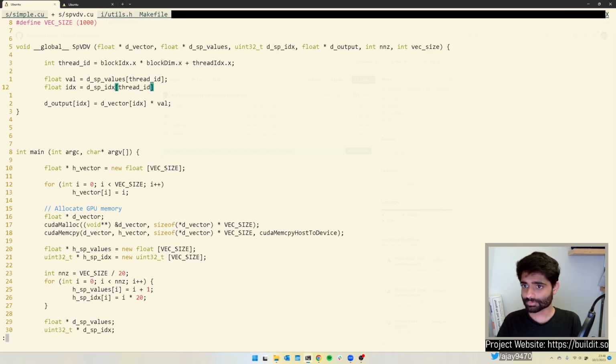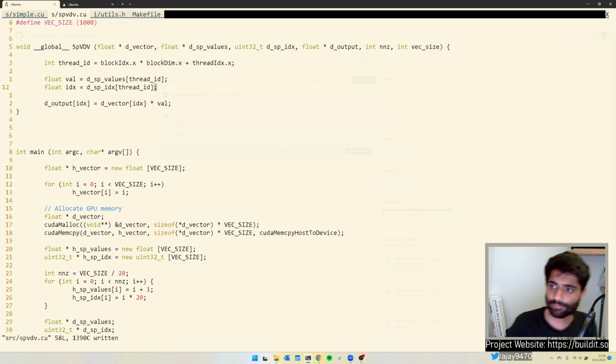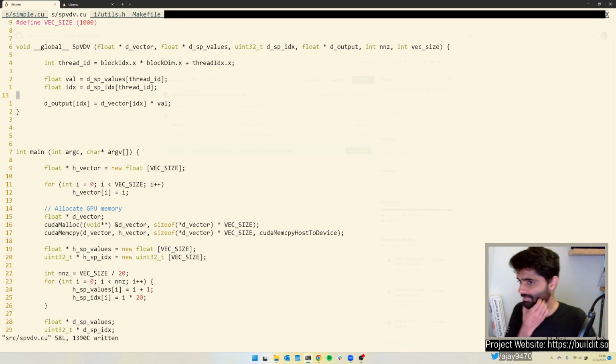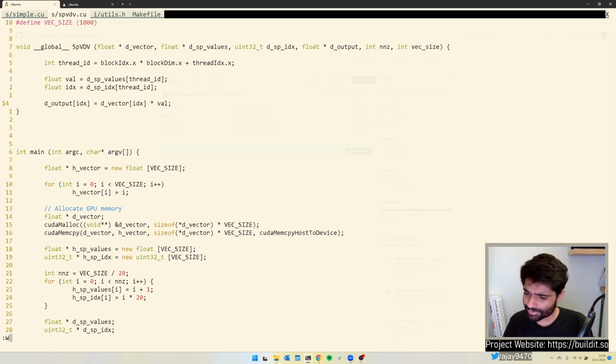If you look at this now, this is a slightly modified version of the previous code, but instead of going through all the values in the array, we are only going through the non-zeros in the sparse vector, multiplying each with the corresponding element in the dense vector and storing it at the right position in the output vector. So this is what we call sparse vector dense vector multiplication. Let's just quickly compile.